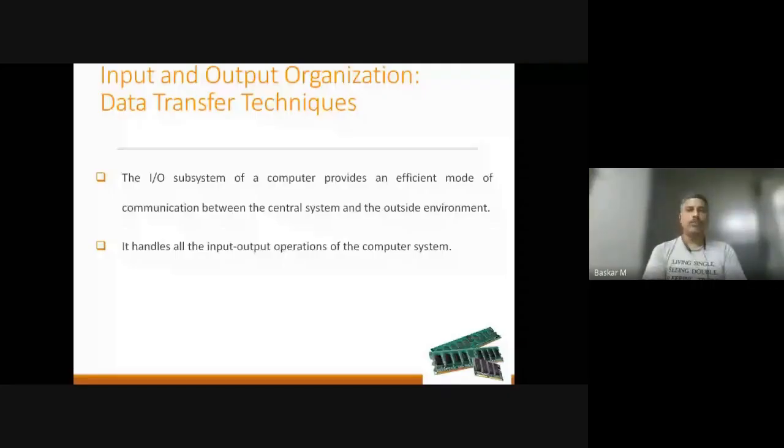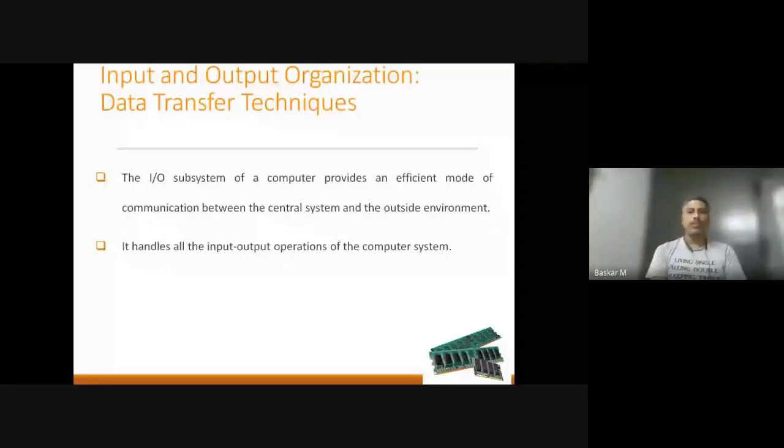Normally the I/O subsystem of the computer provides an efficient mode of communication between the central system and the outside environment. So obviously the I/O subsystem is going to act as a bridge between the processor and the outside environment. It handles all the input and output operations of the computer system.